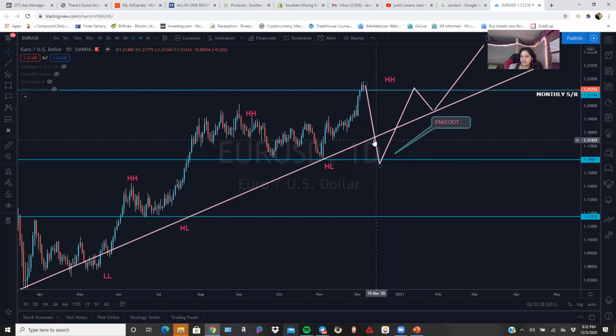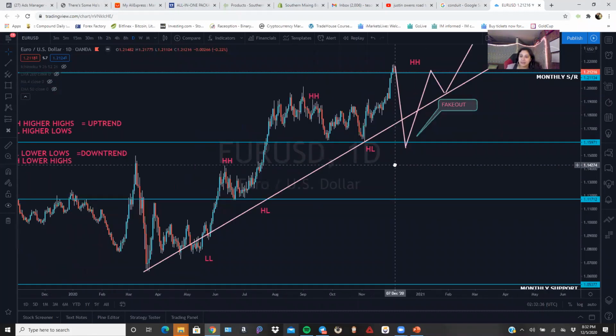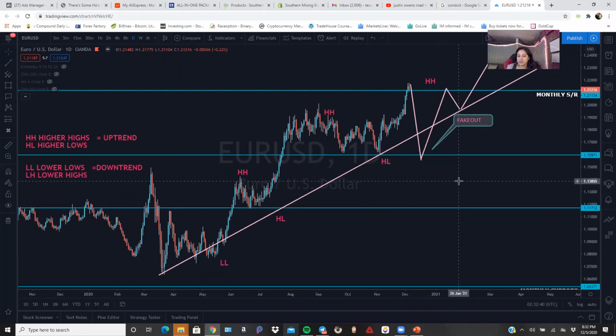And if you're going to be in the fake out, then you better TP at that support, right? This is how you need to start learning how to trade smart. Trade smart. Okay, cutting your losers and letting your winners ride.